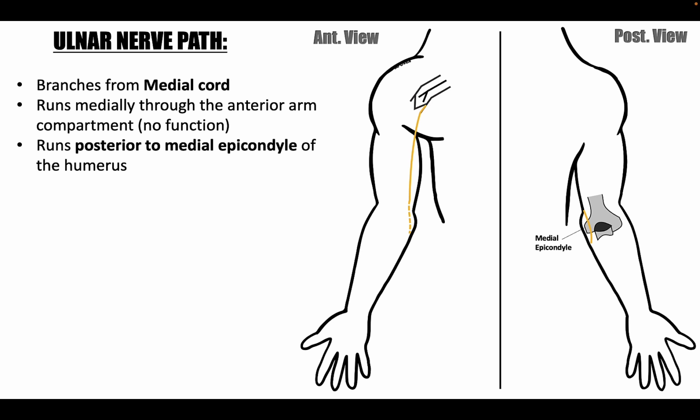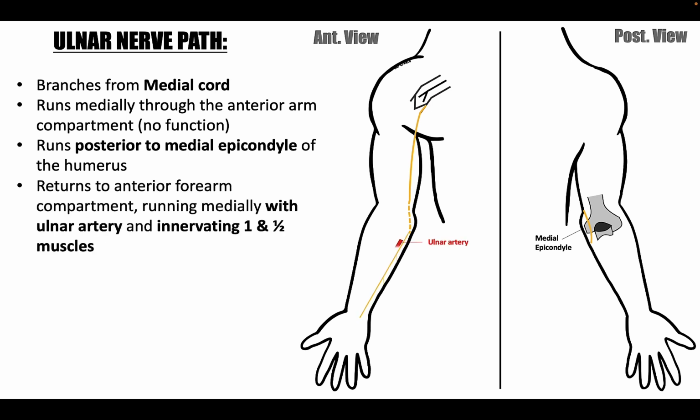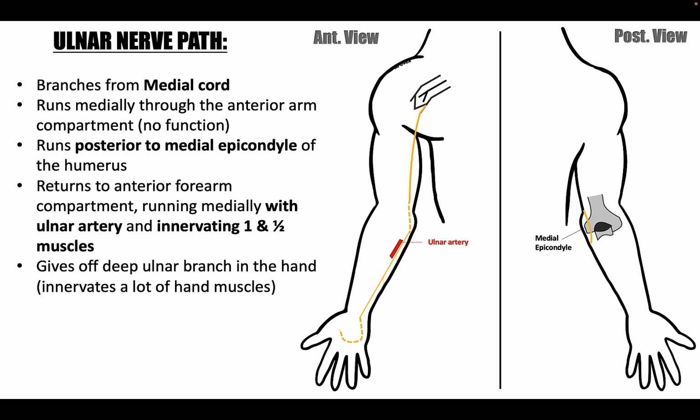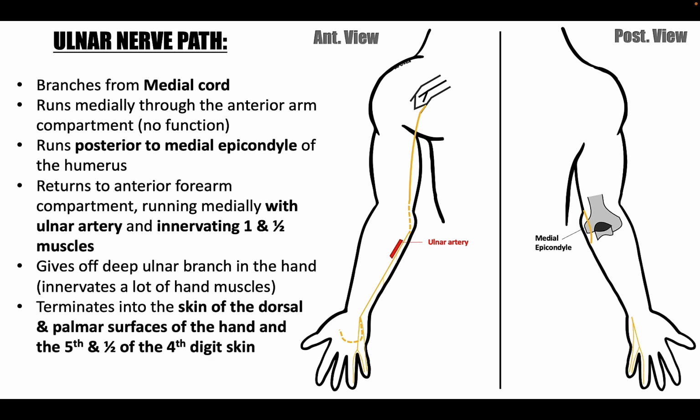It might present as something like weakened grip strength from lack of functional hand muscles, numbness and tingling in the fifth and half of the fourth digit. The key takeaway is when a nerve is near a bone, make note of it. After its posterior dalliance, it returns to the anterior compartment to run along the medial aspect of the anterior forearm with the ulnar artery. While it's here, it's going to innervate its 1.5 muscles. Then it continues into the hand, gives off a deep branch to innervate the majority of the muscles of the hand, as well as a superficial branch to innervate the fifth and half of the fourth digit in the skin of the dorsal and palmar hand on the medial aspect.